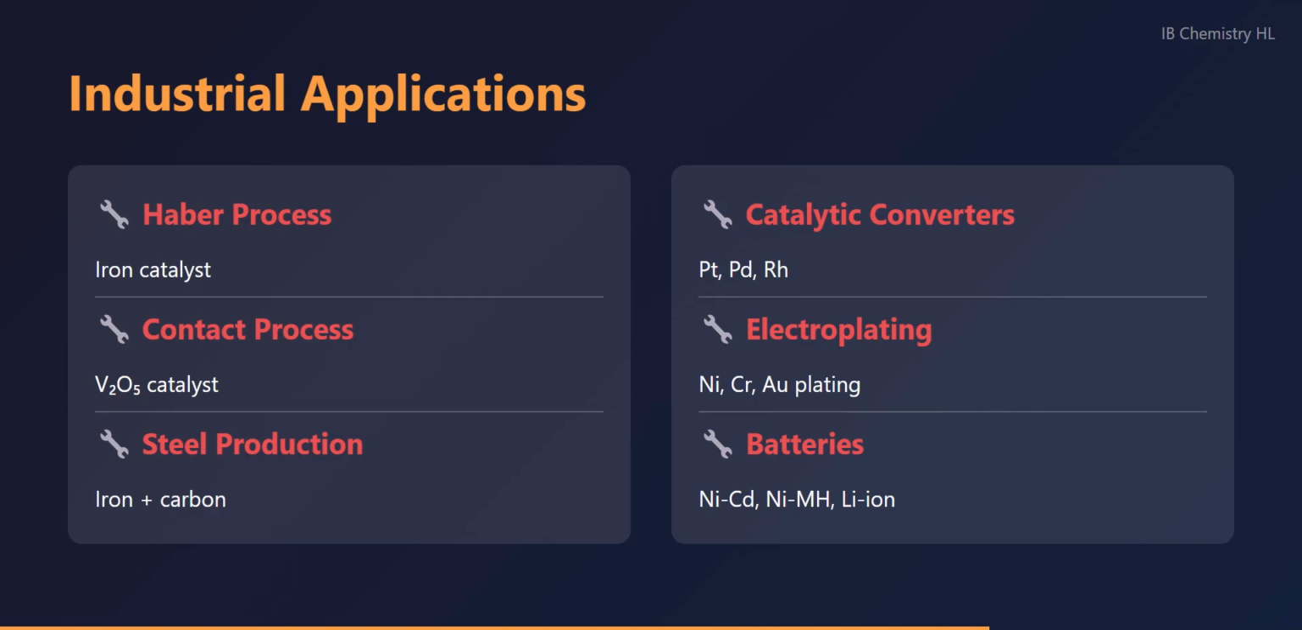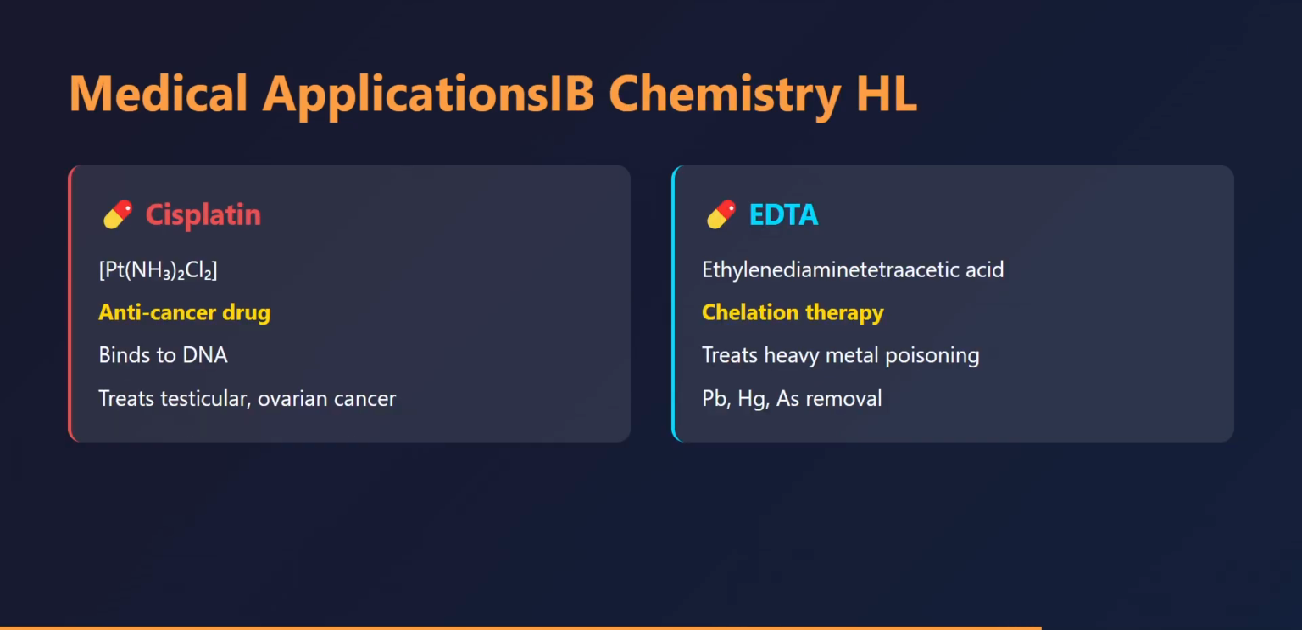Transition metals have numerous practical applications. In medicine, cisplatin is used in cancer treatment. EDTA is used to treat heavy metal poisoning by forming stable complexes that can be excreted. In industry, titanium dioxide is used as a white pigment in paints. Vanadium pentoxide catalyzes the production of sulfuric acid. In technology, nickel-cadmium and nickel metal hydride batteries use transition metals. Iron is essential in steel production. These applications rely on the unique properties of transition metals.